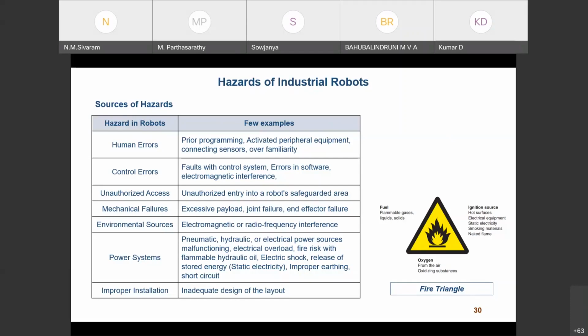Improper installation means inadequate planning of the layout. A robot has to be planned so that a proper working envelope is given, and apart from the working envelope, there is some space given for safeguarding the robotic environment. Only then can you have a proper installation of the robot. When you design the layout inadequately, when the space given for your robotic assembly or workstation is less, that also can act as a source of hazard.